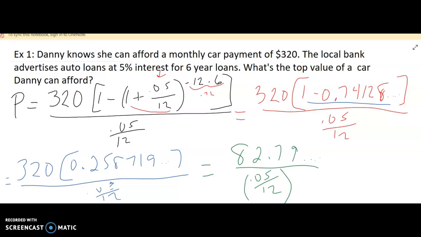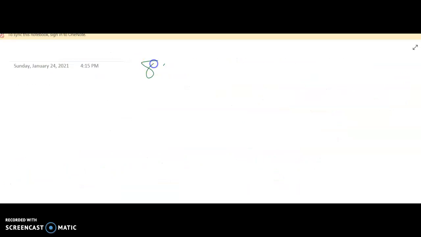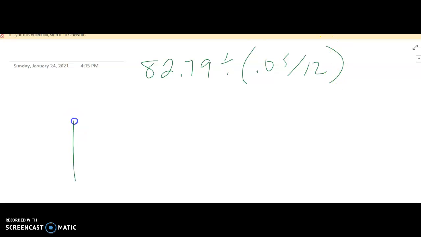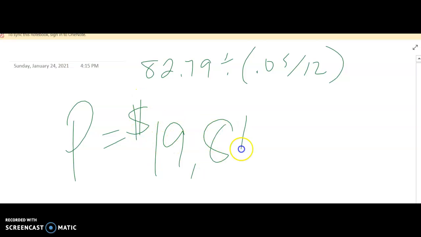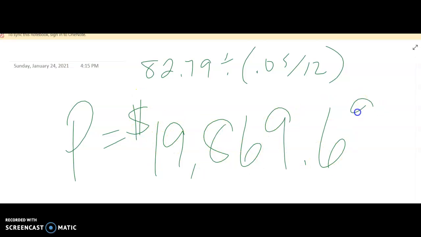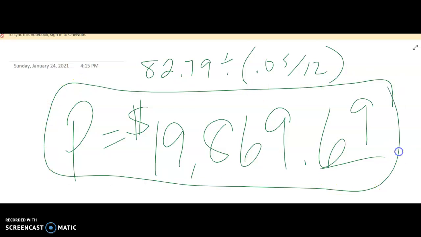Let me just get a new page here. I'm going to type in 82.79 divided by, and then in parentheses, 0.05 divided by 12. That's what I would type in, hit enter, and it's going to throw out a value for P of $19,869.69.